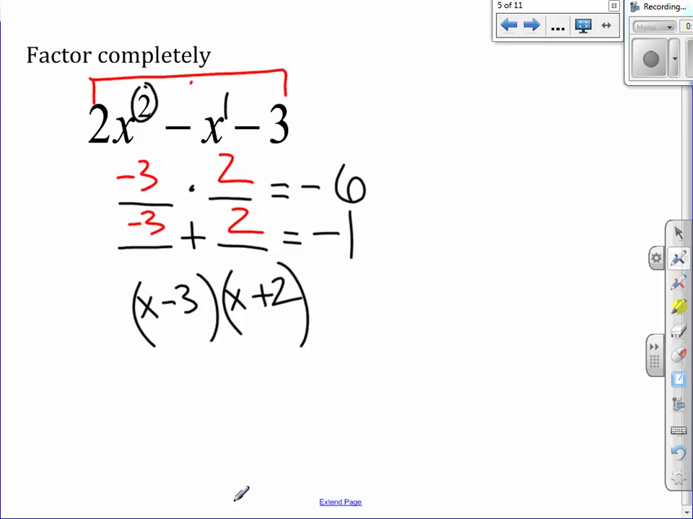How come this doesn't work? This doesn't work because x times x is x squared. We need 2x squared. You can try to put a 2 on that x and a 2 on that x, but there's no guarantee that that's going to give you the correct factoring. So we don't want to be guessing to factor a quadratic. We want a tried and true method that's going to get us the correct answer each and every time.